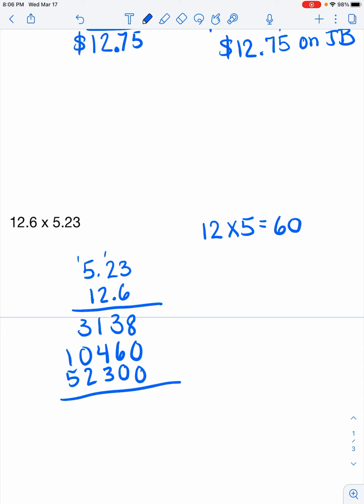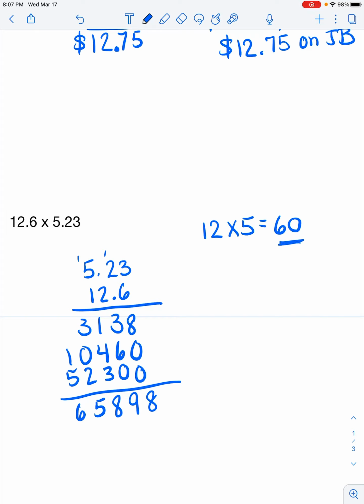So let's add this up. And we have 8. And 3 and 6 is 9. 3 plus 1 is 4, and 4 is 8. 3 plus 2 is 5. And 1 plus 5 is 6. Okay, well, that's certainly not the answer, 65,898. But look back at our estimate.